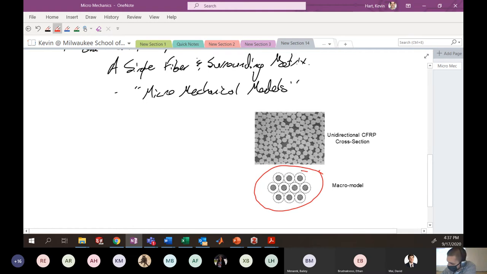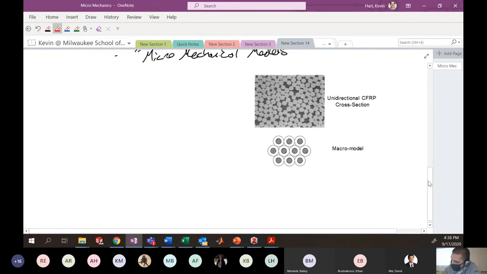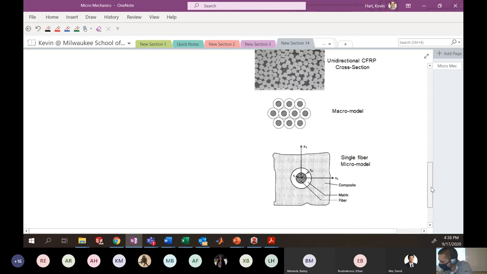So what we're more or less going to do is look at one of these little individual elements, do the analysis of that one particular guy, and then multiply that up to get a model like this. So here's a macro model of many of these smaller micro pieces, all right? So this would be your macro model. And then the smallest element, which is what we're going to do, would look something like this. So here's more or less your single fiber model. You have this big surrounding composite, which is just, quote unquote, the rest of the stuff, all right? And then here's your matrix material, and here is your fiber material.